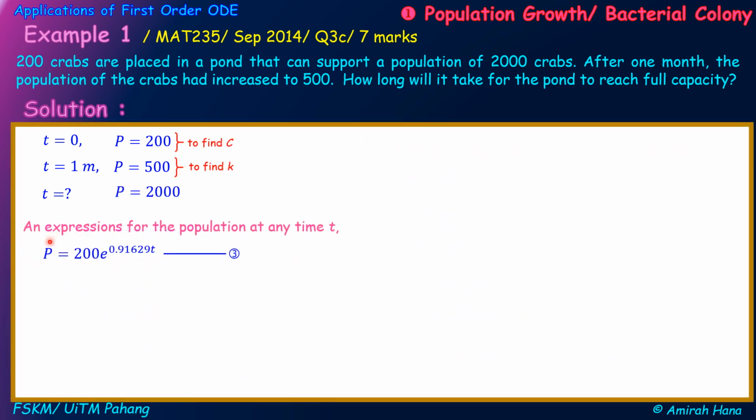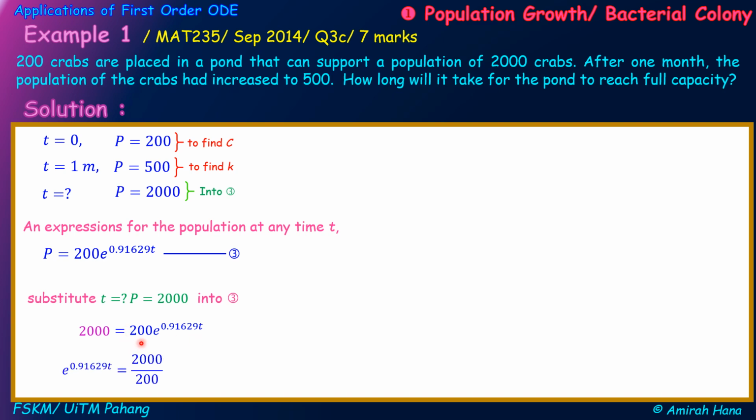From the previous slide, we get an expression for the population at any time t, given by P equals 200 e to the power of 0.91629t, and we name this equation 3. Then we can substitute the third information into equation 3. Substitute t equals question mark, P equals 2000 into equation 3. So from equation 3, we replace P equals 2000. Then we want to find the value of t.